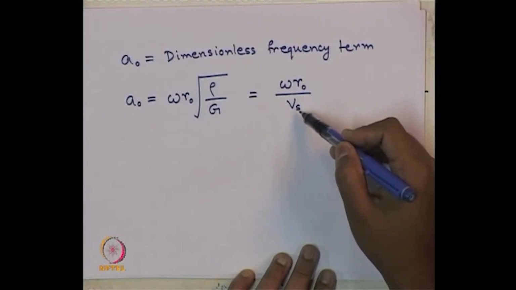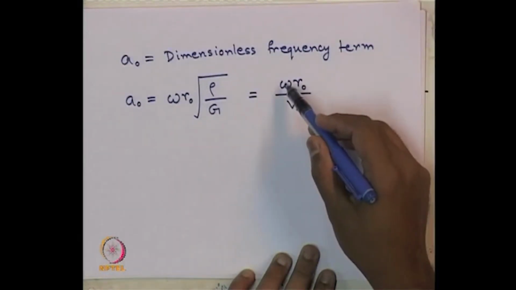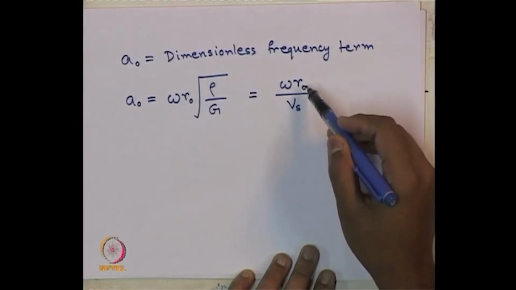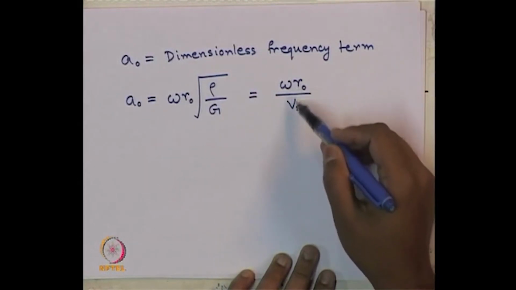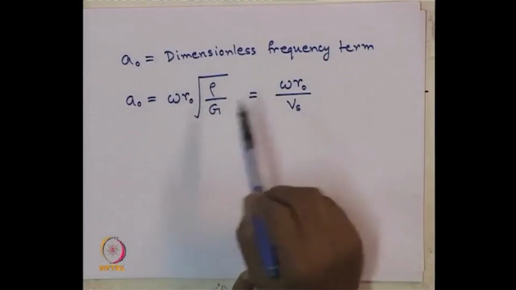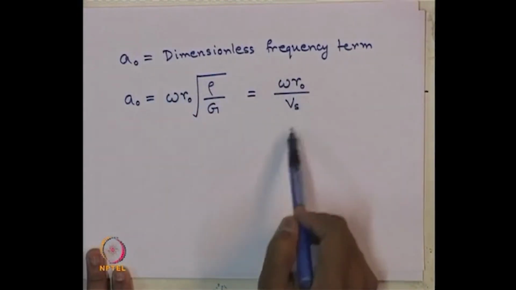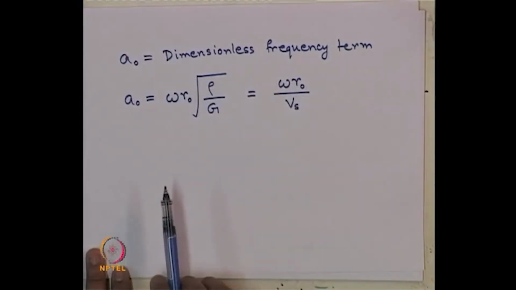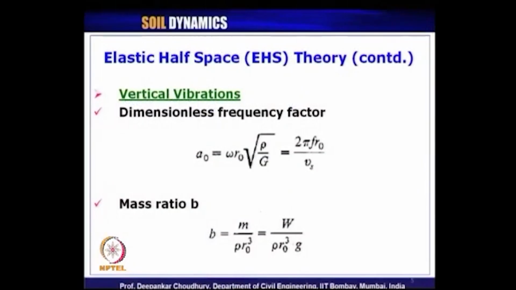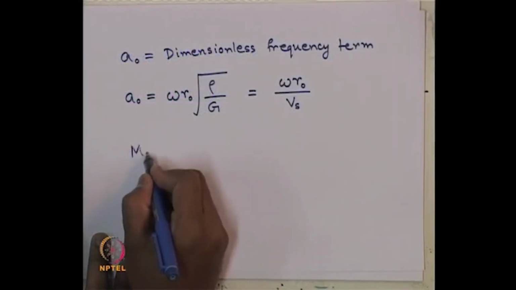So, this is having the unit of say meter per second, this is in meter, this is in cycles per second. So, it will also be meter per second. So, finally, a naught is nothing but dimensionless. So, that way Reisner has defined this parameter a naught as a dimensionless frequency term using this mathematical expression. And another term was established by Reisner, which is called mass ratio.